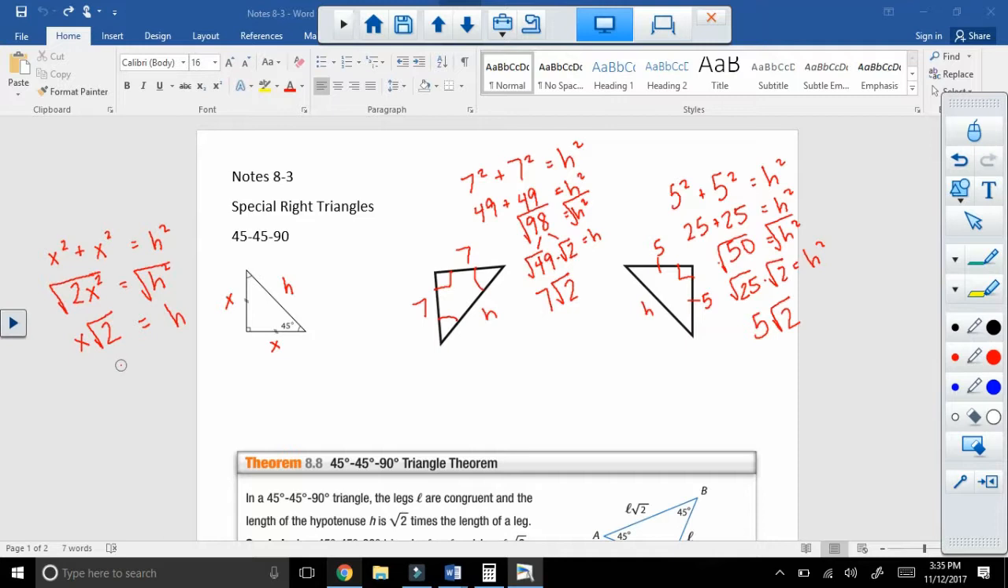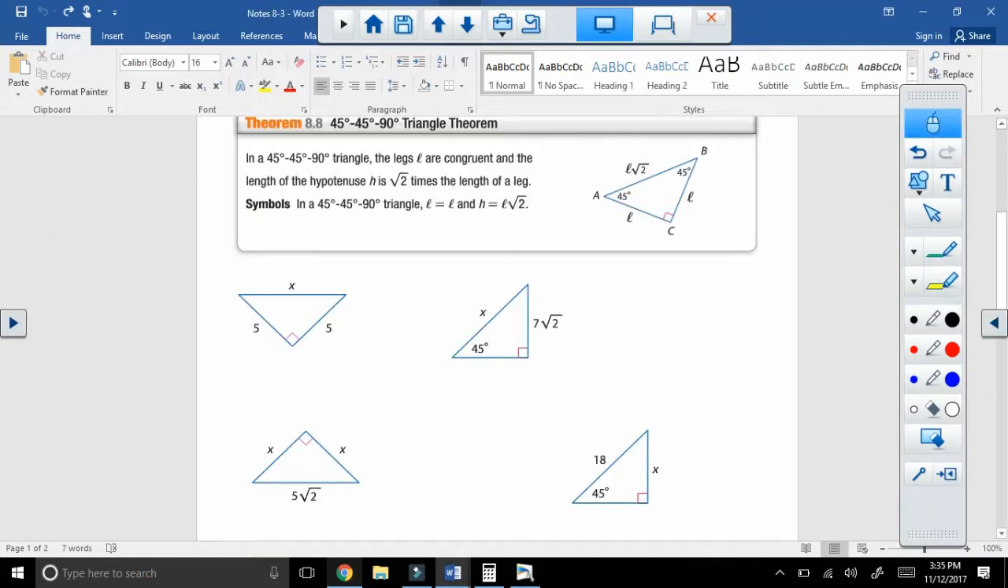And this is really important because for every single 45, 45, 90 triangle, they will always have this ratio because all of those triangles are going to be similar and their sides are always going to be proportional. Here is the actual theorem that says that. It says the legs, they use L. I used X in that example that I did earlier. They're always going to be congruent, and the length of the hypotenuse is always going to be the square root of 2 times longer than the length of the leg.